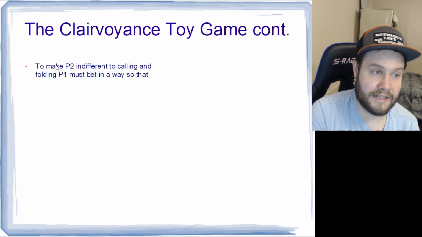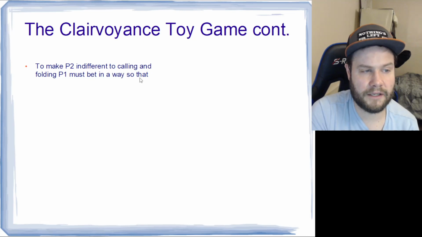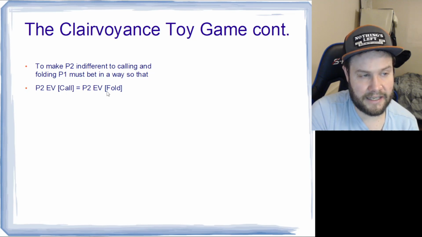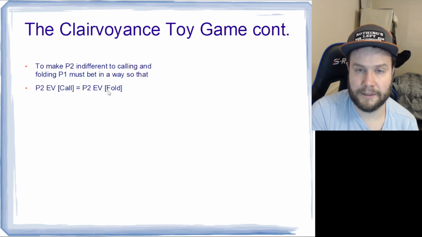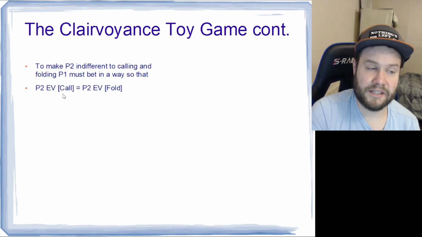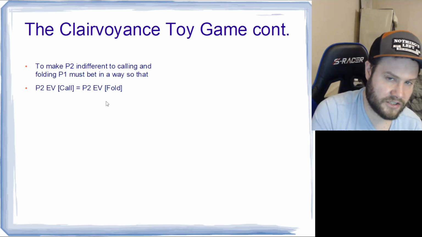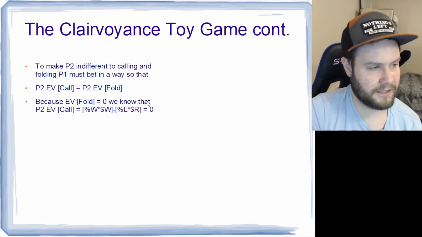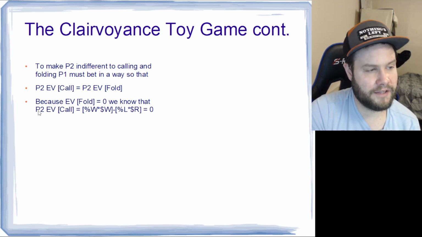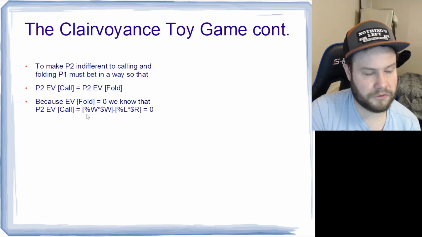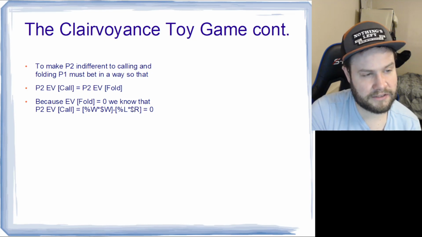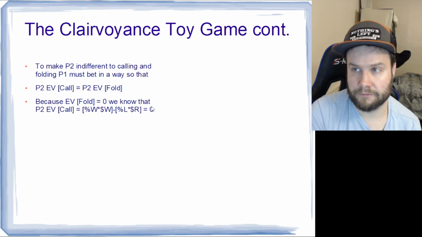So to make player 2 indifferent to calling and folding, player 1 must bet in a way so that the EV of calling is the same as the EV of folding. That's the whole goal right here, is to make these the same, because when the EVs are the same, then you can employ a mixed strategy and you're indifferent. See? It's all coming together. Now, the EV of folding is always 0. So we know that the EV of calling, which is equal to the percent of the time you win times the amount you win, minus the percent of the time you lose times the amount you risk, we set that to 0. Okay?